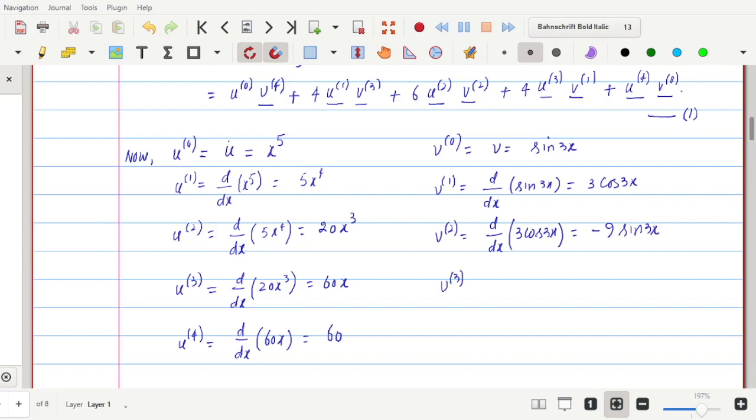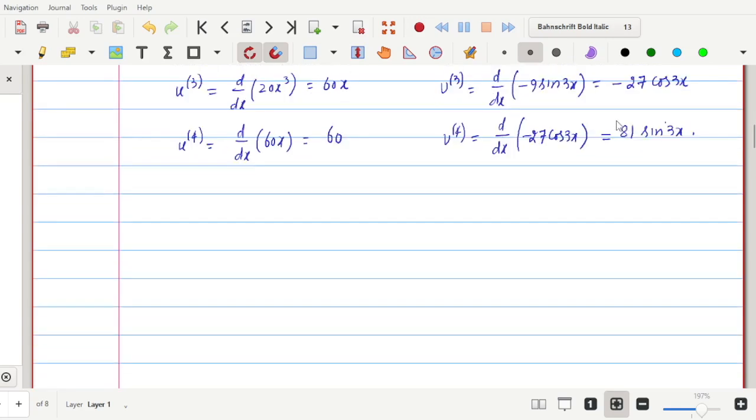And now the third derivative of v is the derivative of minus 9 sin 3x. Now this will become minus 27 cos 3x. And finally the fourth derivative of v will be the derivative of minus 27 cos 3x. Now the derivative of cos is minus sine, so this will become 81 sin 3x. So we are done computing all four derivatives of both u and v. Now we can substitute all of them in equation number 1 to get the fourth derivative of uv.